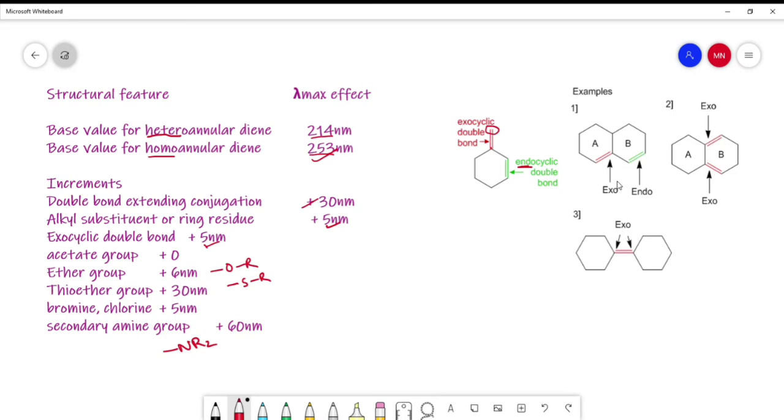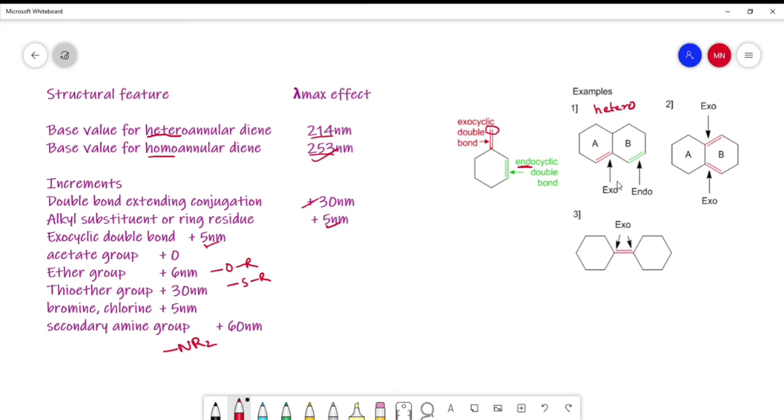Now in this ring system A and B, the diene components are, of course, conjugated, one single bond apart. So of course they are conjugated, but it happens to be in different rings. Such systems are called heteroannular diene components. Now coming to the endocyclic and exocyclic bonds, this double bond is within the ring, so this is an endocyclic double bond.